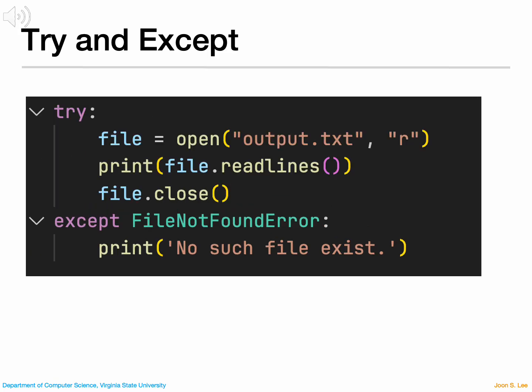This example shows how exception handling can also be used when reading from a file. In the try block, the program attempts to open the file and read its contents. If the file exists, the contents are read and printed successfully. If the file does not exist, a file not found error is raised, and the except block handles it by printing a message instead of crashing the program. This is how we can safely handle file operations using exception handling, and we will explore this concept in more detail later.